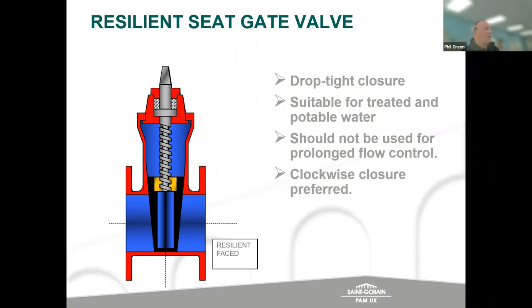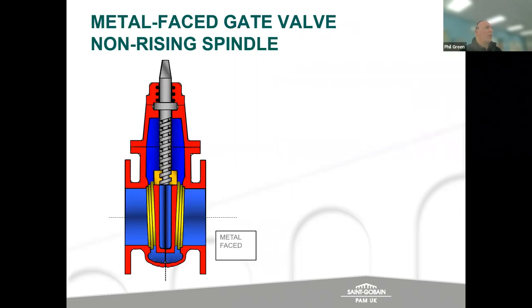As I mentioned, with this, the stem stays in place, the gate rises up and down the stem, and then closes to form a seal at the interface with the valve body. That's the resilient seated gate valve. We've also got what we call metal-faced gate valves with a non-rising spindle.